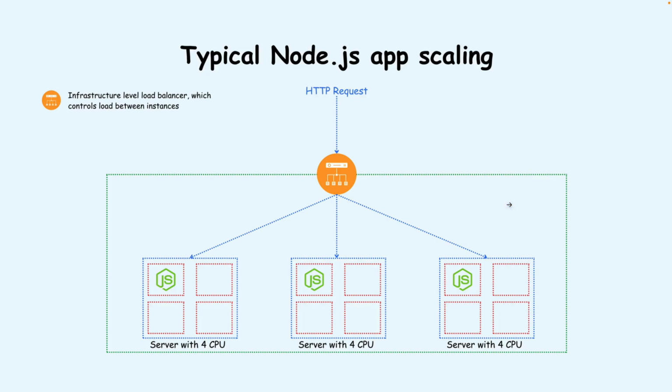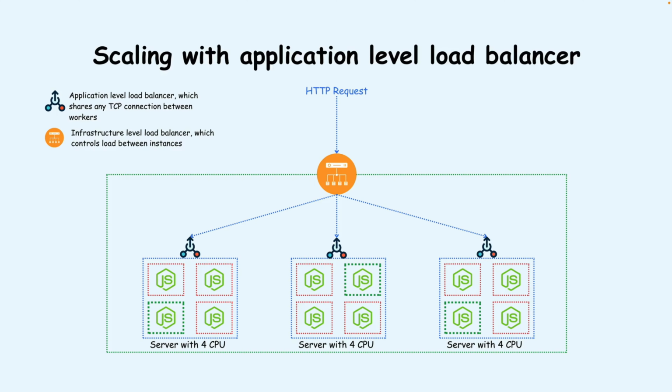Let's go to another example. In this slide, architecture uses cluster module. As you can see, we still have load balancer on the infrastructure level, and now we added load balancing on the application level. We are utilizing all CPU cores, and traffic is balanced.